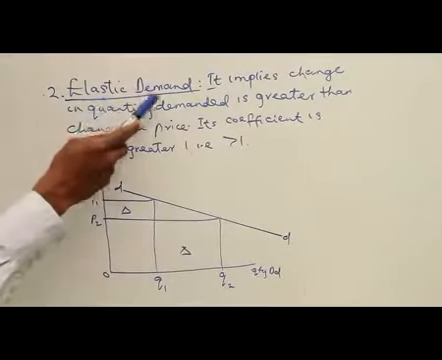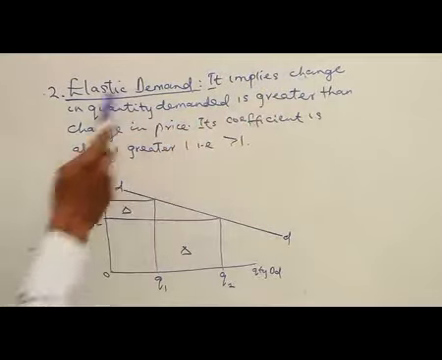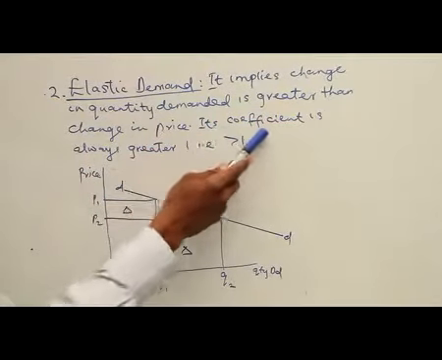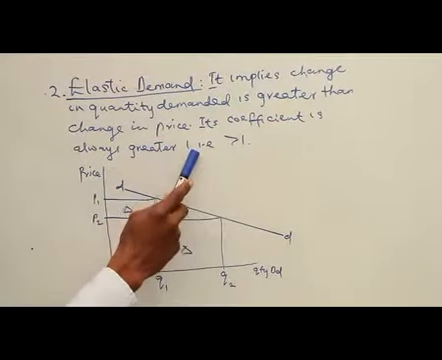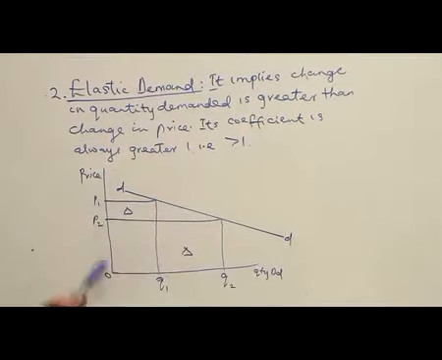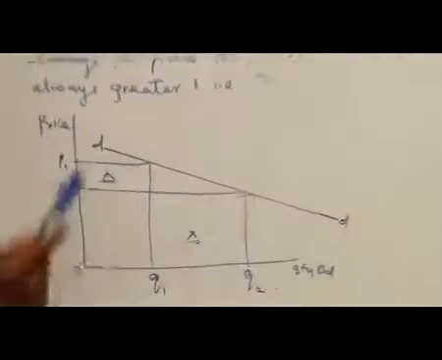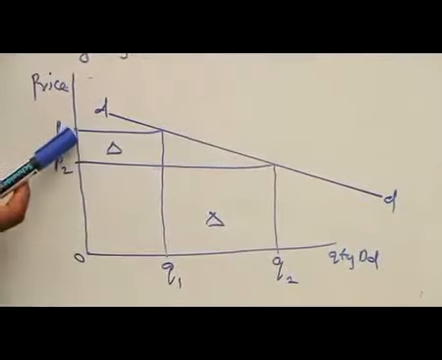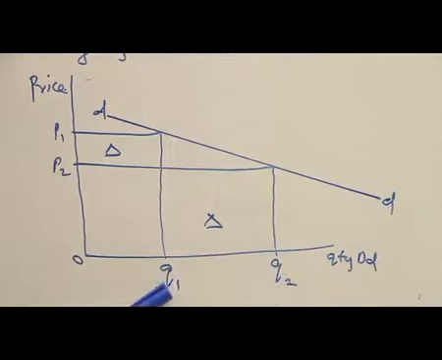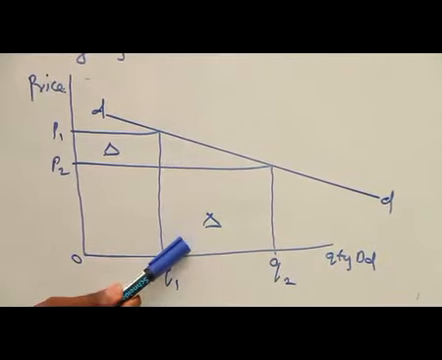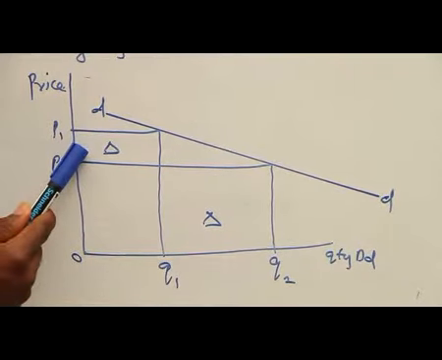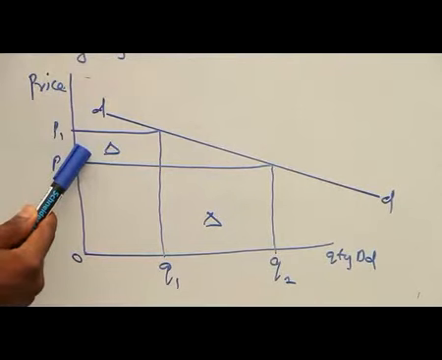Number 2, elastic demand. It implies change in quantity demanded is greater than change in price. Its coefficient is always greater than 1. Now from the diagram, price axis, quantity axis, demand curve. The change from P1 to P2, when you compare it with the change from Q1 to Q2, you observe that the change in quantity demanded is greater than change in price. This will make it elastic demand, where the coefficient is greater than 1.